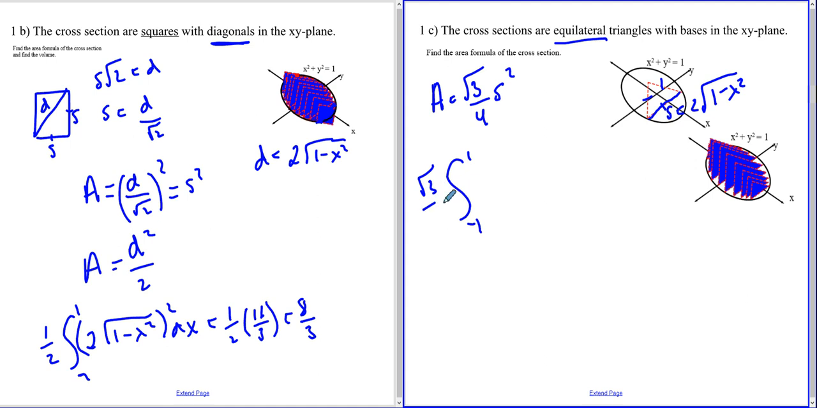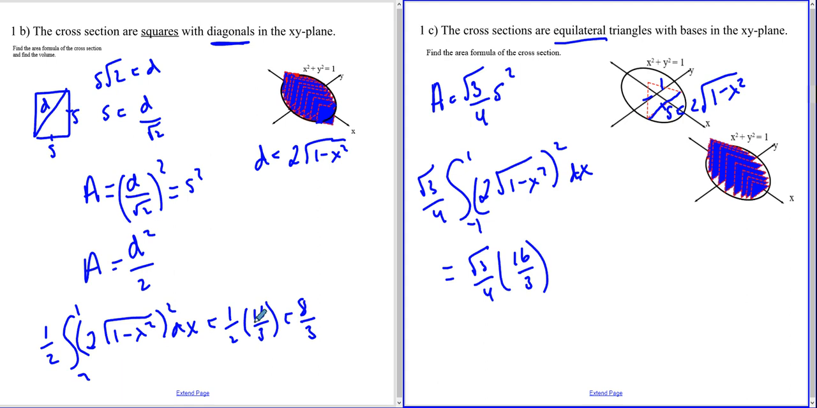Square root of 3 over 4 is our constant. And now we're taking s squared. S squared is 2 times the square root of 1 minus x squared. We square that, dx. Well, looking at this and finding our answer, we know square root of 3 over 4 is a constant. We know that this right here is going to equal 16 thirds, because that's what we found in the previous one. And so when we solve this, we know we're going to have the square root of 3 over 4. 4 goes into 16 4 times, so we have 4 thirds times the square root of 3.